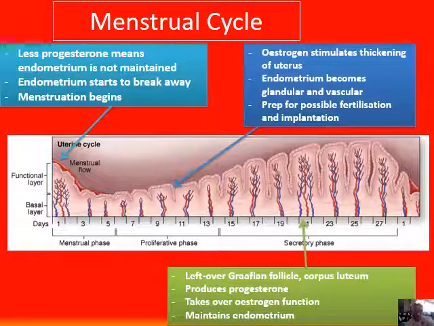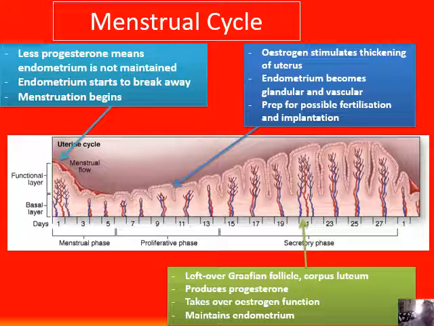So then we have estrogen, which is stimulated by the production of follicles, stimulates a thickening of the uterus. The endometrium becomes glandular and vascular. We spoke about that, and prep for possible fertilization and implantation. Finally, we have the secretory phase, and this is the leftover Graafian follicle or the corpus luteum, which produces progesterone, and this takes over estrogen's function and maintains the endometrium until the corpus luteum drops again, and then there's no more progesterone to maintain the endometrium, and it starts to break away, and the whole thing just goes around and around.